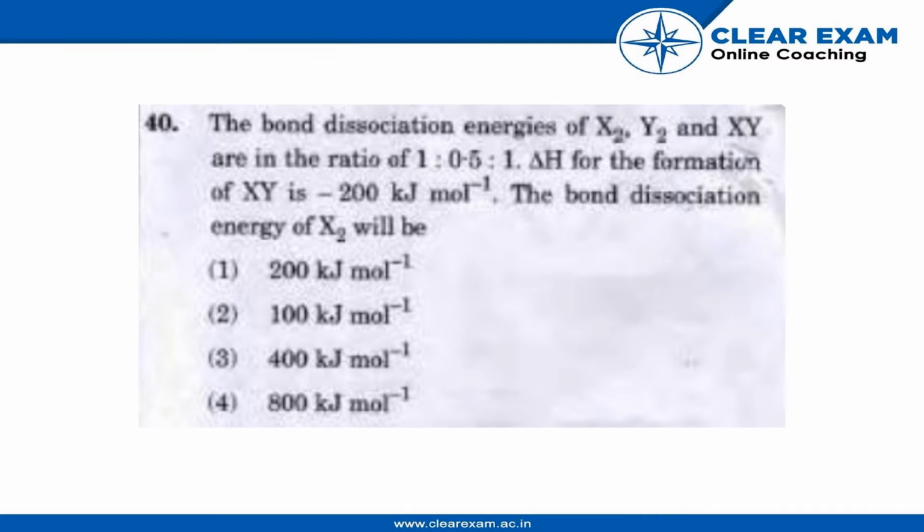The question is, the bond dissociation energies of X2, Y2 and XY are in the ratio of 1 is to 0.5 is to 1. Delta H for the formation of XY is minus 200 kilojoule per mole. The bond dissociation energy of X2 will be. So we need to calculate the bond dissociation energy of X2.